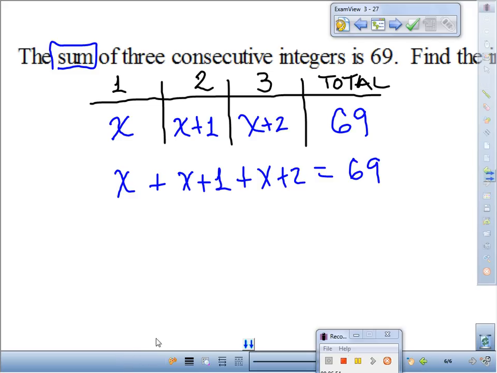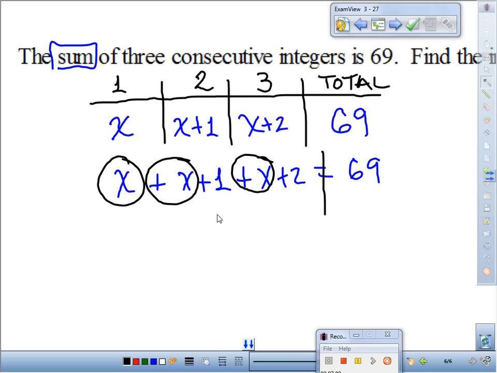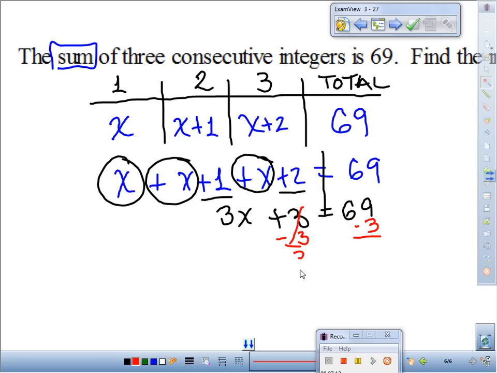Do we know what to do from there? Yes. Combine like terms. We have 1, 2, 3. That gives us 3X. And then we combine the constants. Plus 3 equals 69. From there, we subtract 3 from each side. We're left with 3X equals 66. And then divide by 3, divide by 3, X equals 22.